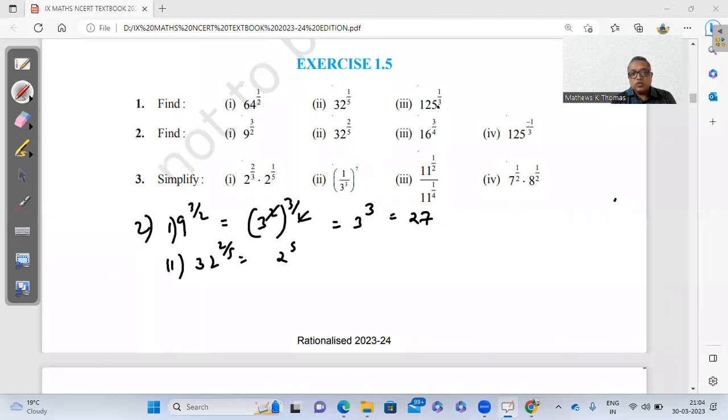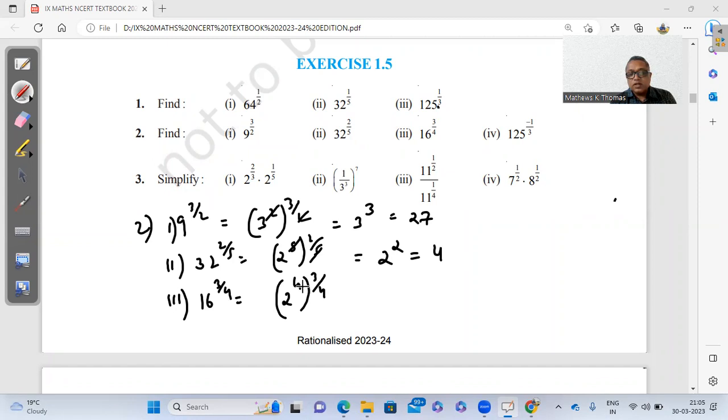32 is 2 to the power 5. This 5 and 5 gets cancelled. We get 2 square, and 2 square we can write as 4. Then 16 to the power 3 by 4. 16 can be written as 2 to the power 4 whole to the power 3 by 4. Again, when we multiply this, 4 and 4 gets cancelled. We are left with 2 cube, and 2 cube we know is 2 into 2 into 2, that is 8.